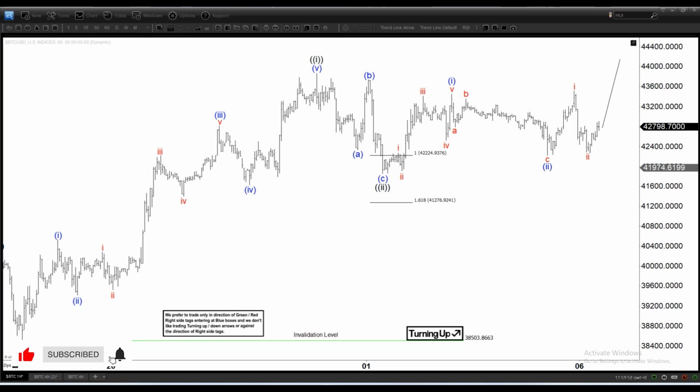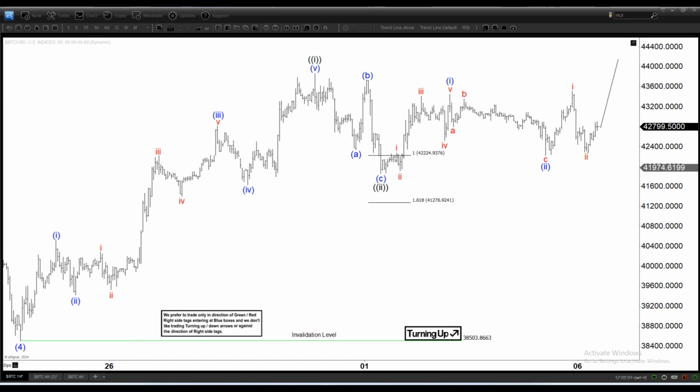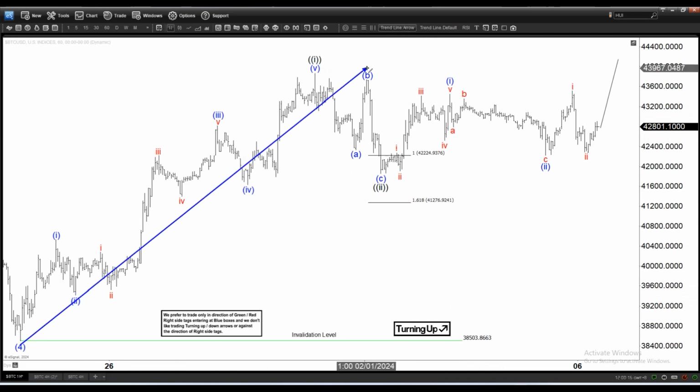Today is February the 6th and the chart of the day for today is Bitcoin. This is a 60 minutes time frame. We can see Bitcoin ended wave 4 of intermediate degree at 38,503 and is now rallying to the upside. That means we are now within wave 5, and within wave 5 it should subdivide into 5 waves.